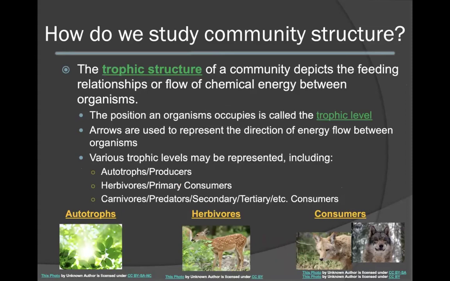Various trophic levels can be represented within these community structures or trophic structures. These can include autotrophs or producers, herbivores and primary consumers, as well as carnivores, predators, secondary and tertiary consumers, as well as parasites.